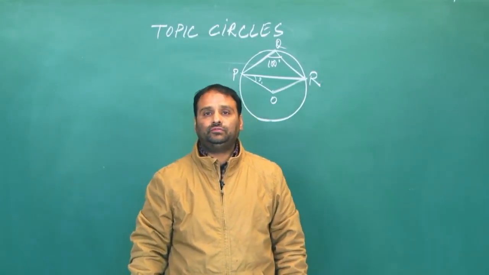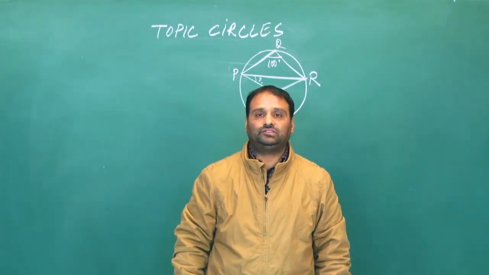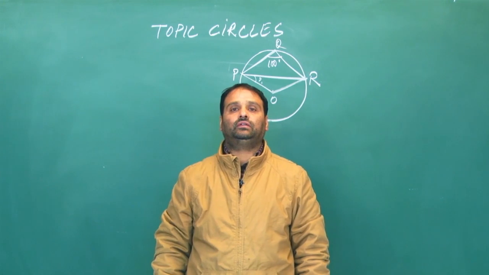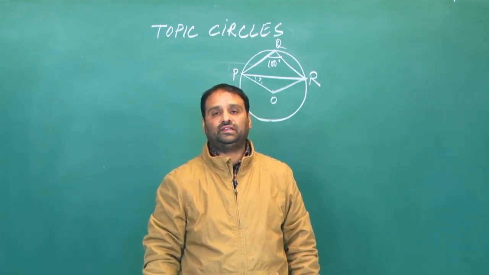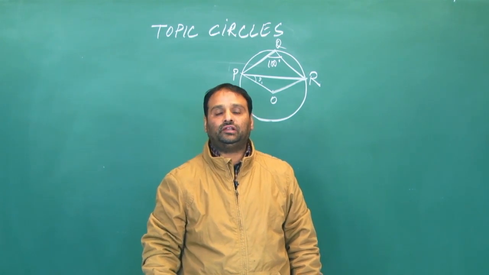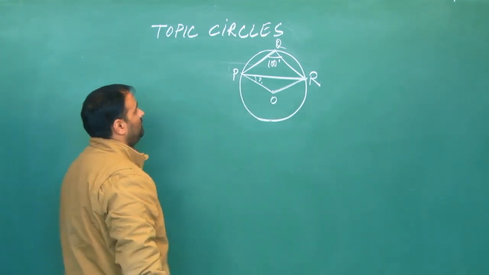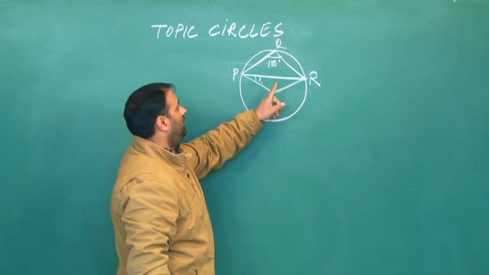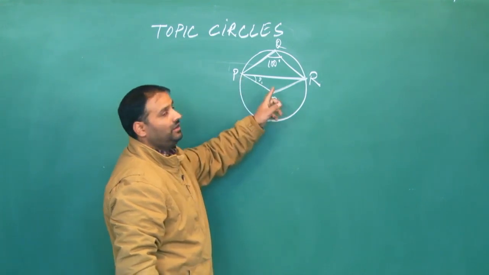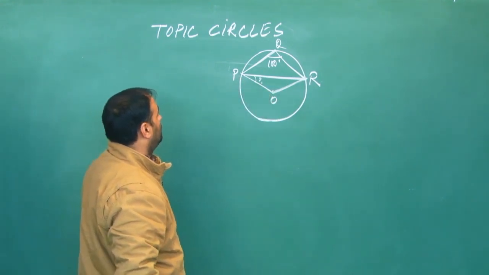Today we will continue with the unit circles and we will do some questions related to circles where we found the relationship between the angles drawn at the center and on the remaining part of the circle. We have this type of question where angle PQR is given 100 degrees and we have to find the measure of angle OPR. Now, how can we solve that question?